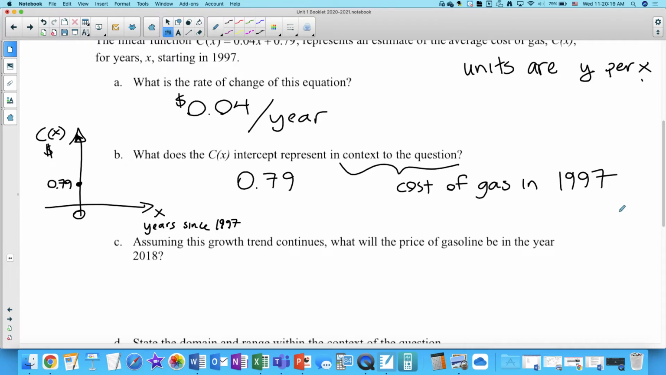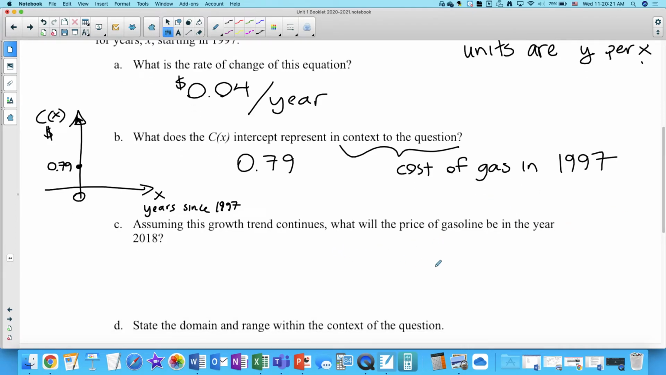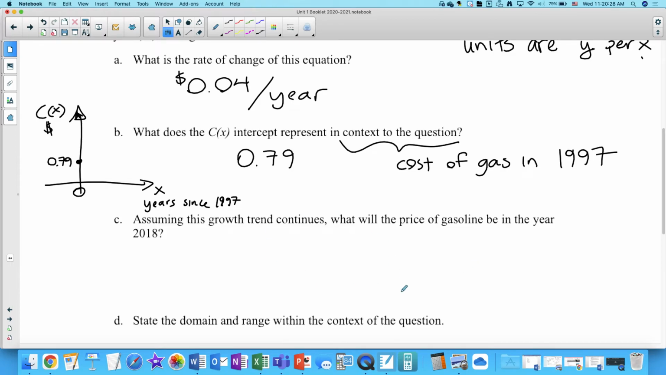Okay, assuming the growth trend continues, what will the price of gas be in the year 2018? Okay, so year 2018. That is a time, right? Time represents which of the variables? X. So here what's happening, we're given an x value, we want to know the y value. This is a really common thing as well in this course where it's like, okay, here's a function. You got two variables, x and y. If x is this, what's y? Or if y is this, what's x?